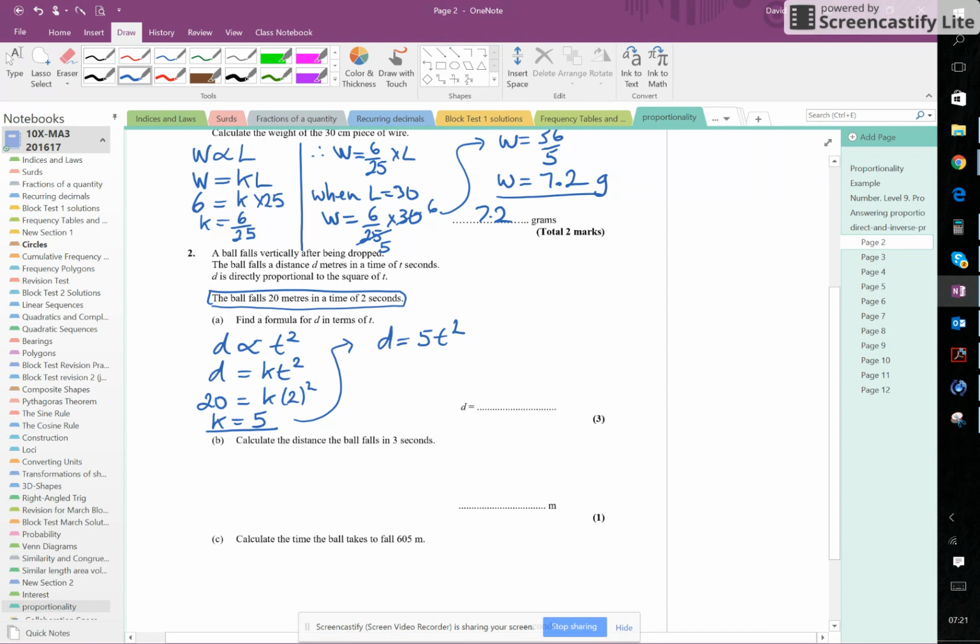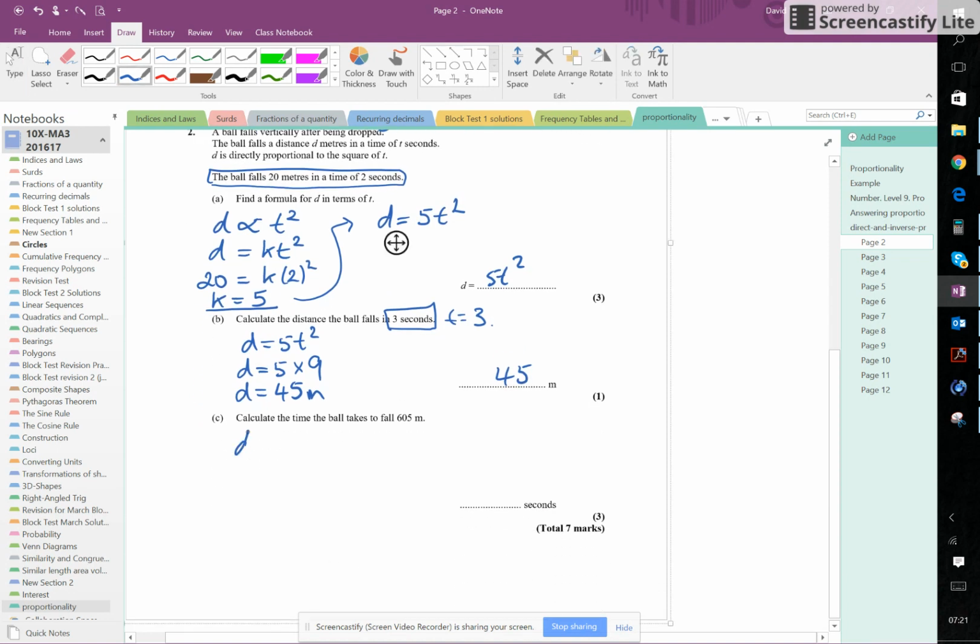And once you've done that, you can then use this to answer other questions. The question asks us, so let's first of all write d equals 5t squared here. Calculate the distance the ball falls in 3 seconds. So 3 seconds means that t equals 3. So if d equals 5 times t squared, then when t equals 3, d equals 5 times 3 squared, which is 9, and therefore d is 45. And the units is meters, so that's 45 meters there.